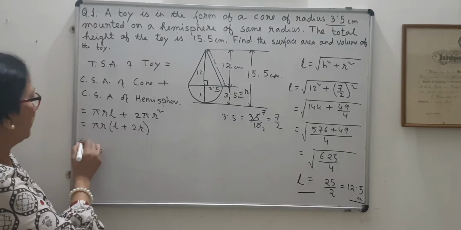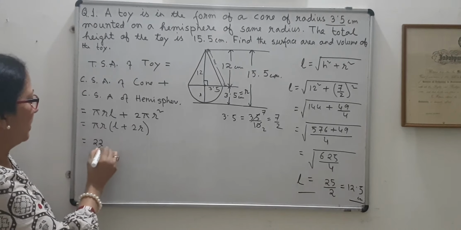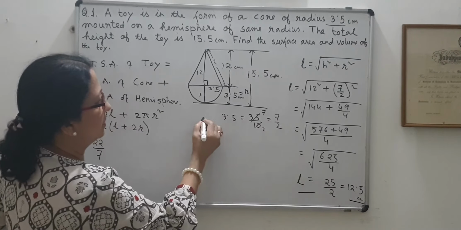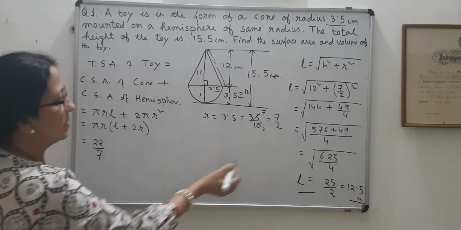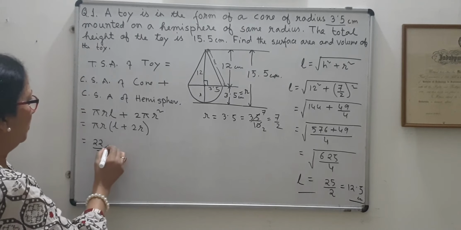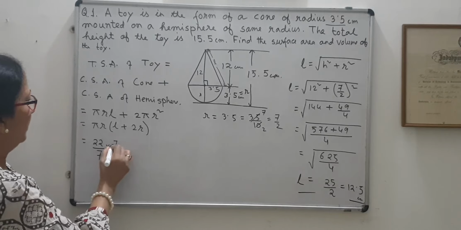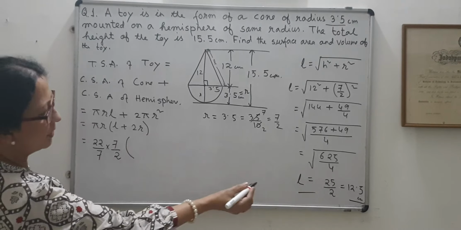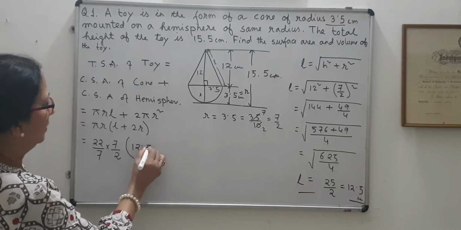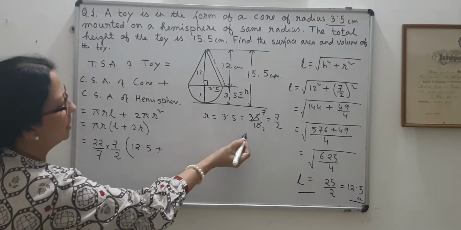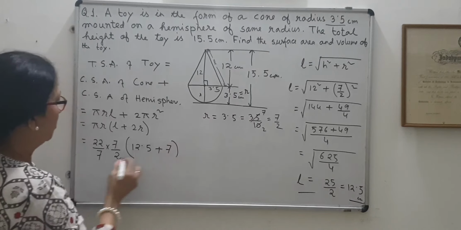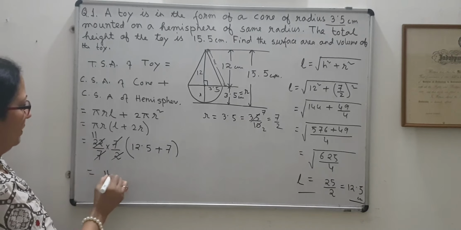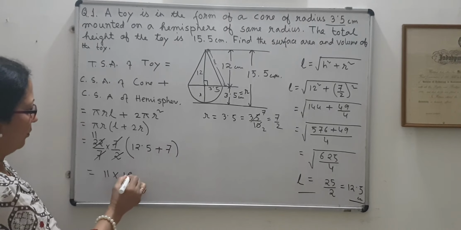So now here I write the value. Pi I take 22 by 7. Why? Because r is a multiple of 7. r is 7 by 2. This is your r. r is 7 by 2. Then L I have calculated to be 12.5. And twice r is 7. So here 7 is getting cancelled and it is 11. So 11 into 19.5.